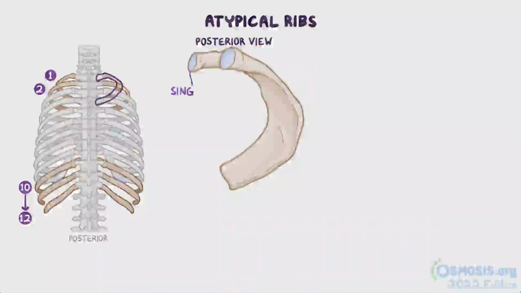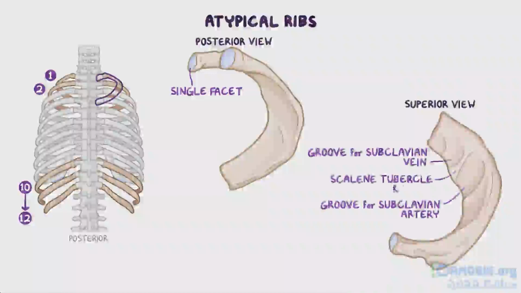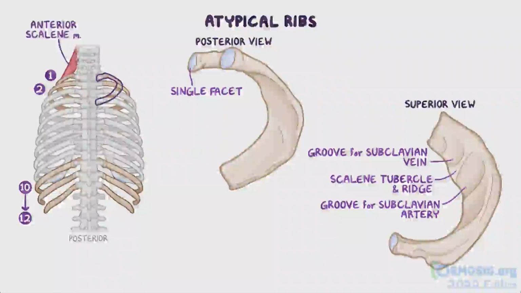Its head has a single facet because it only articulates with the T1 vertebra, and its body has 2 transverse grooves crossing its superior surface for the subclavian artery and vein. The grooves are separated by a scalene tubercle and ridge to which the anterior scalene muscle is attached. It also has a tubercle which articulates with the transverse process of T1.